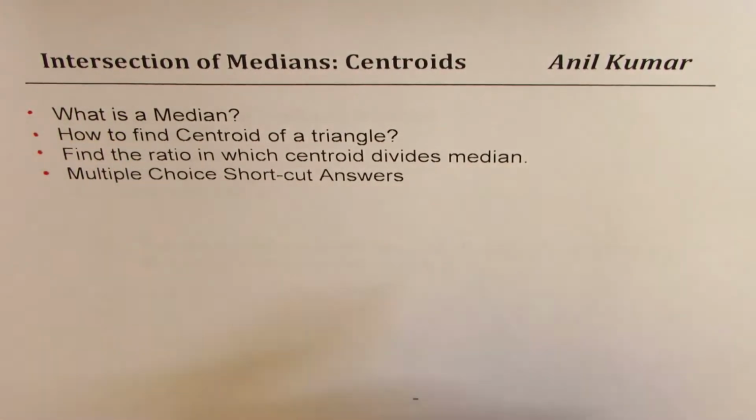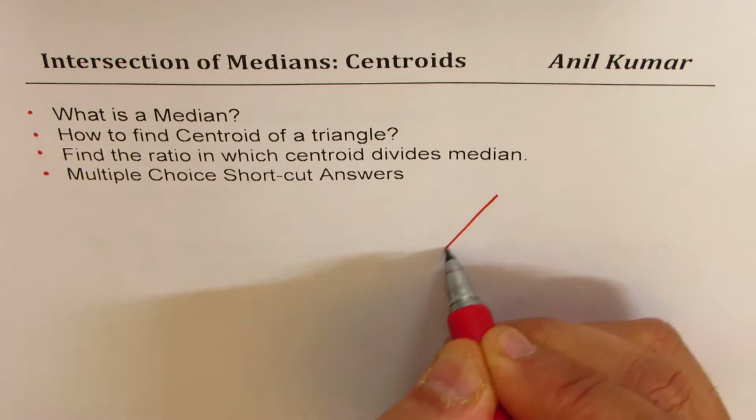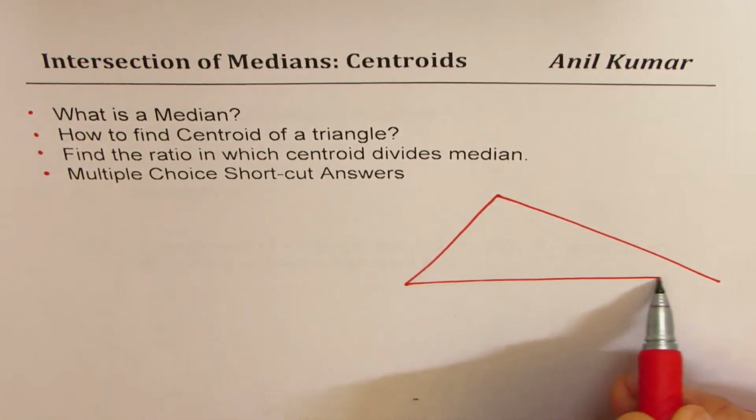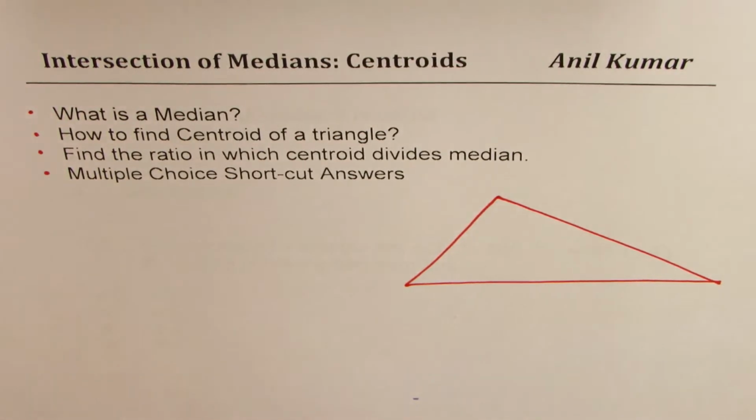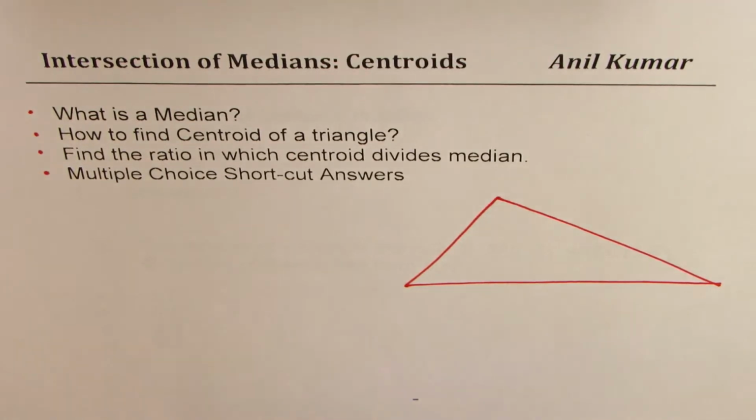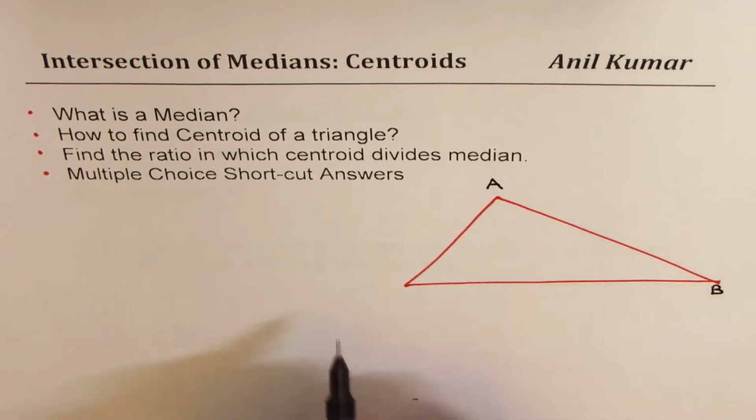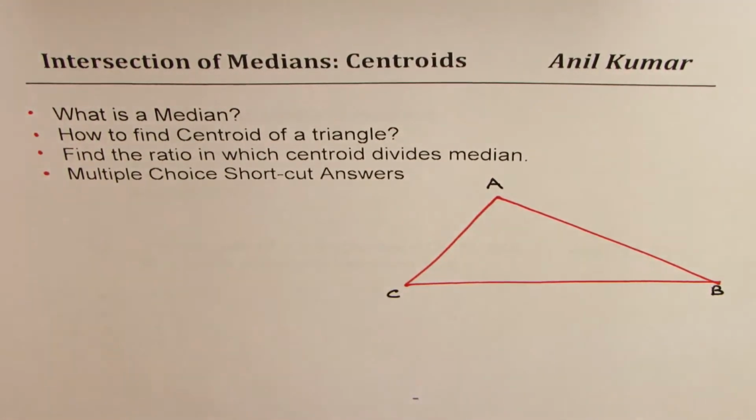So let's first talk about median. Let me just construct a triangle here. Let's say that's the triangle. To draw a median from any vertex, it really means find the midpoint of the opposite side. So let me say that the triangle is ABC. And if I have to draw a median, it means that I'll try to find the midpoint of the opposite side.